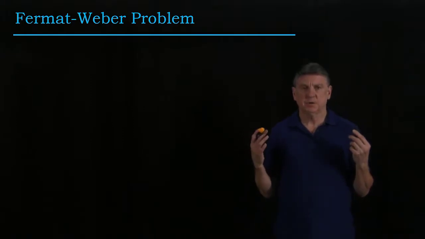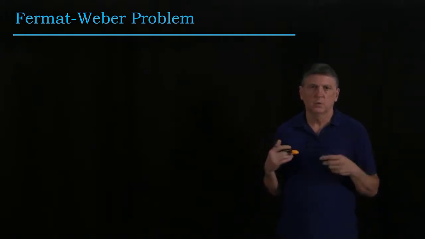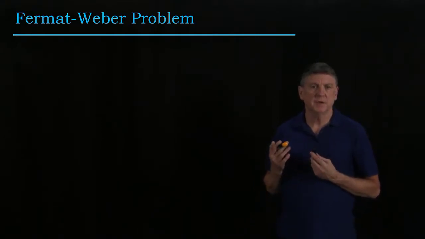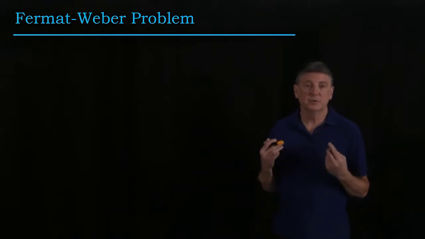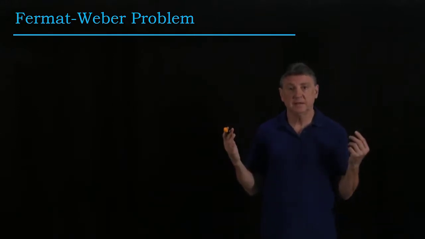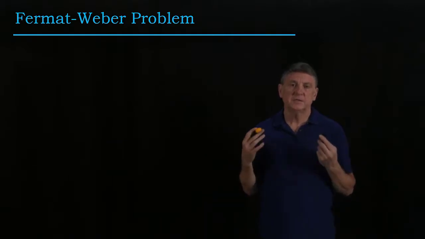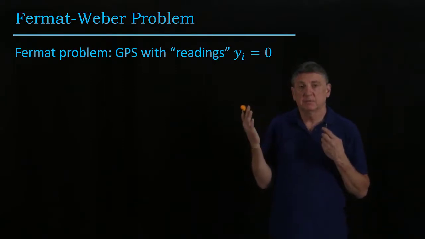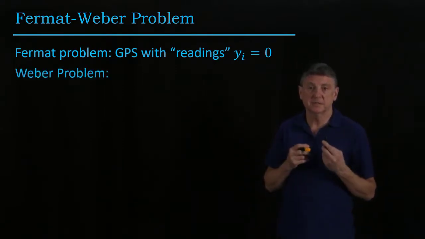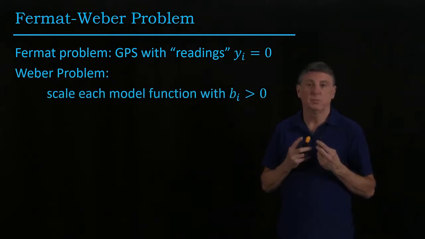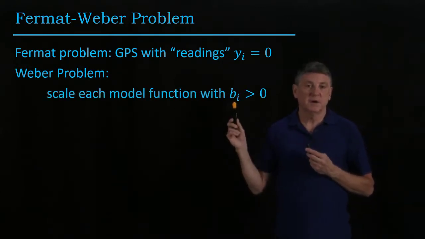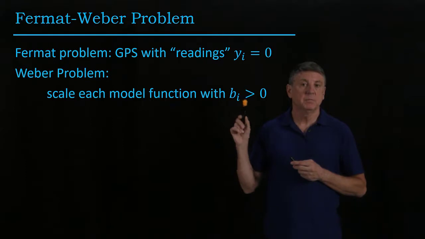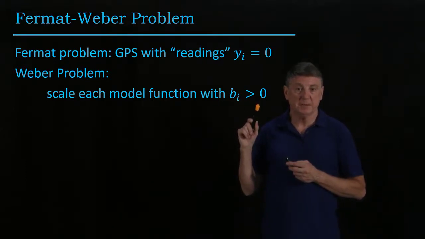At the very start of this course, we looked at a simple 2D Fermat problem, and that was to find the geometric median of a given set of points. Well, this could be in 2D, 3D, it could be in n dimensions, and these might be weighted differently. That is, we may have a different relative importance of the different distances. So in the Weber problem, we'll scale each one of our model functions, like the ones for the GPS, by some strictly positive number b sub i.